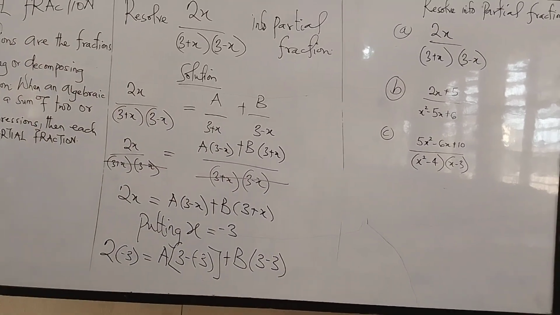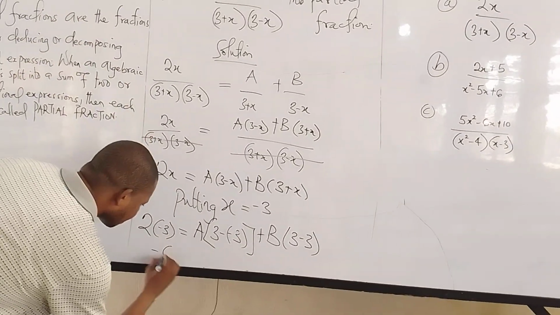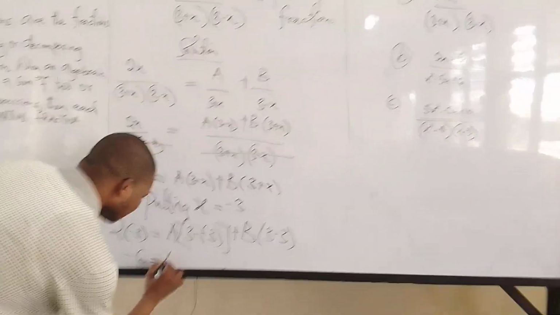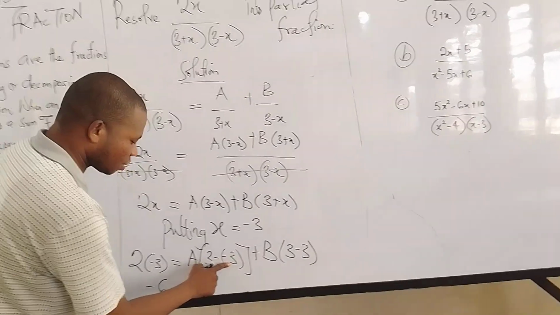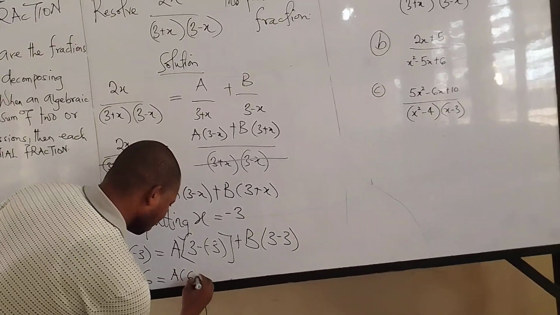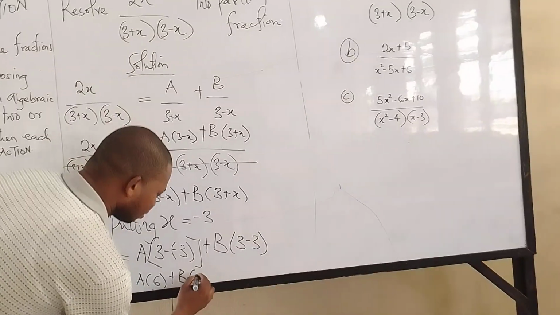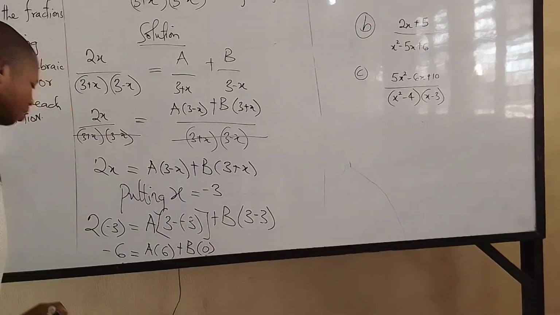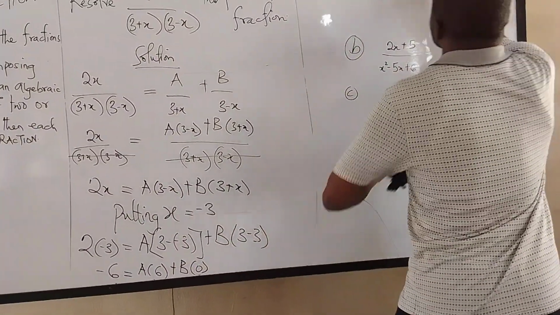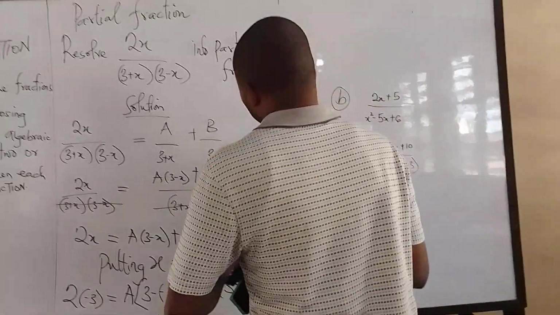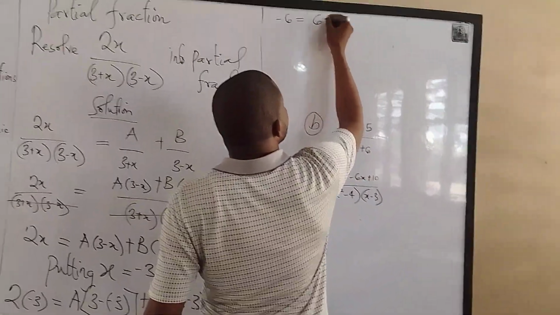So at the end of the day, 2 times minus 3 will give us what? Minus 6 is equals to a into, this is 3 minus minus 3. Minus minus will give us plus. Guys, 3 plus 3 is what? 6. So you have 6. Then plus b into 3 minus 3 will give us 0. So now we have minus 6 is equals to a times 6, 6a.